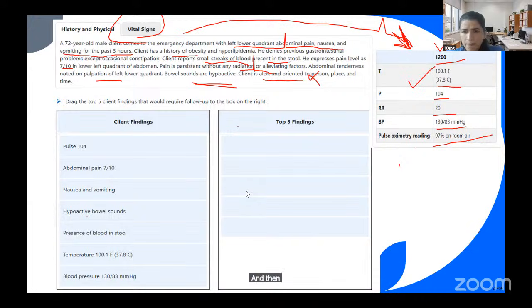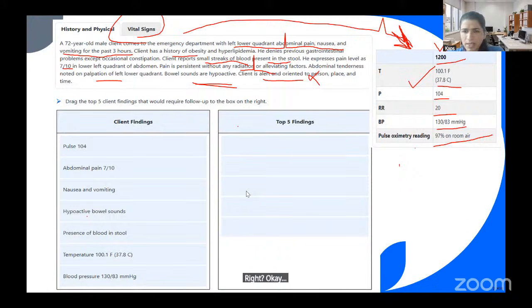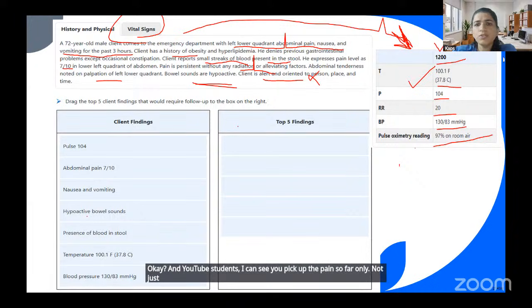And then Gurpinder says 1, 2, 5, and 6. Gurpinder, why number 1? Why not number 4? Why not number 3? Right? Okay. Pain, temperature, Binol. Okay. Temperature, pain again. Nausea, vomiting, blood by Brenda. Okay. And YouTube students, I can see you picked the pain so far only. Not just the one answer. You need the 5 answers here, everyone. But this is still part of the priority, right?